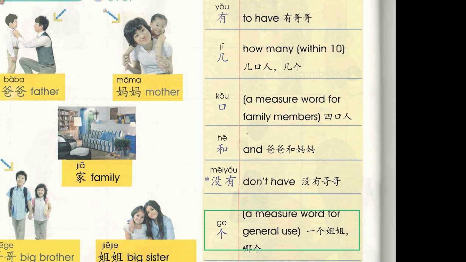个，so it is also a measure word for general use. For example, 一个姐姐，that means one big sister. 一个哥哥，that means one big brother. 哪个 means which one.